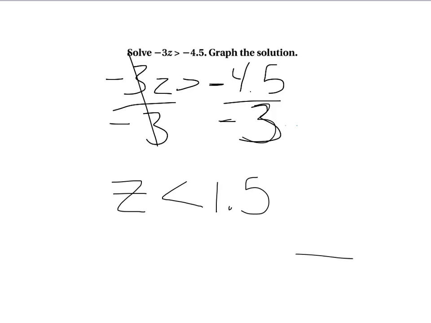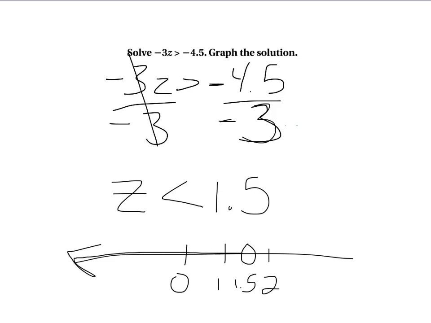And again, you should all be experts at this point. 0, 1, 2, so my 1.5 would be right there. I'm going to have an open circle, and it's less than, so it's going this direction. That'd be 1.5 right here. So right here going this direction. Okay?